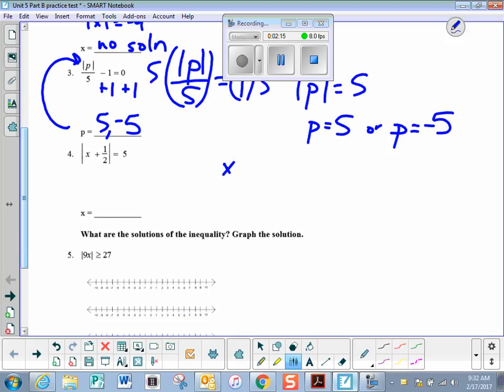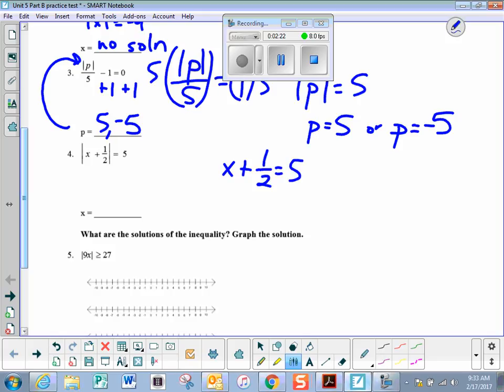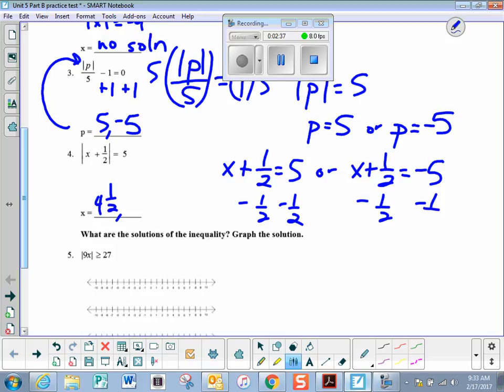Okay, number 4. Now this one comes out a little different. I've already isolated the absolute value, so now I just write two equations. One, x plus 1/2 equals 5, or x plus 1/2 equals negative 5. That's it. Then I just solve them separately, subtract 1/2, and I get x equals 4.5. And over here I subtract 1/2 and get x equals negative 5.5. So a lot of you got one of the problems right, but you forgot that there's two possible values because of the absolute value. All right, moving on.